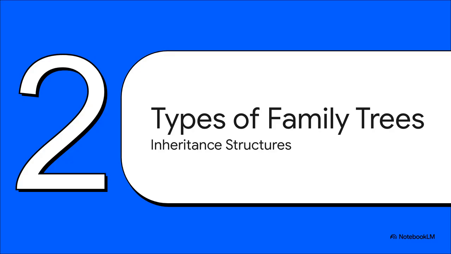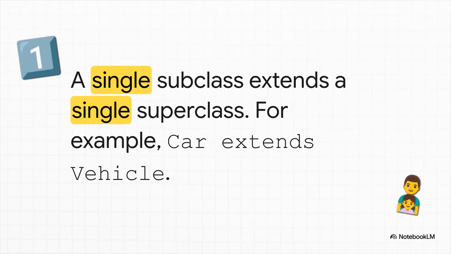Now, just like real family trees, these code relationships can form all sorts of different structures. So let's take a look at the main types that Java supports, because they help us model the world in really organized ways. The most common and straightforward one is single inheritance. It's just a direct, one-to-one parent and child relationship. One child class inherits from exactly one parent class. Our Car extends Vehicle example, that's a perfect picture of this clean, simple structure.